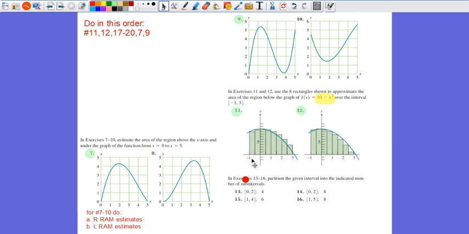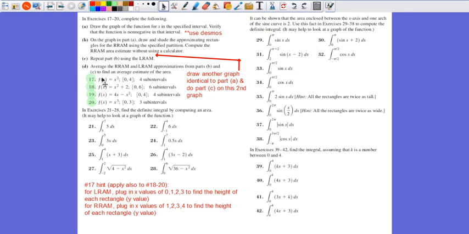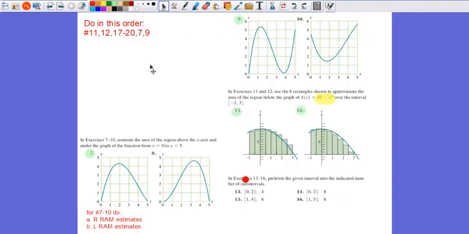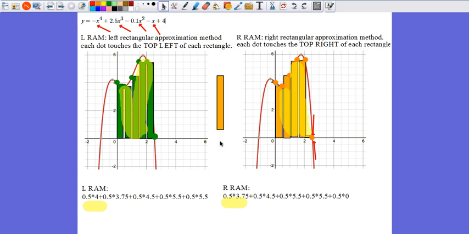When you get to 17 to 20, the width of each rectangle is going to be a nice clean 1. You're going to use Desmos to graph it. Just copy down the graph once to do the right estimation, RRAM, and then copy down the graph another time to do LRAM. So for 17 to 20, you're basically copying the graph twice, doing this whole thing right here, and then you average the two.